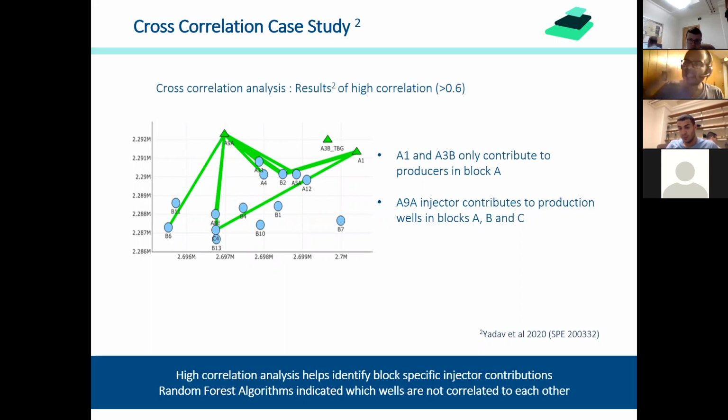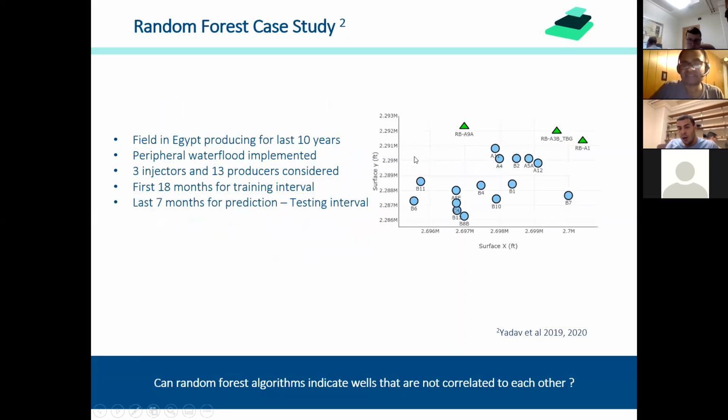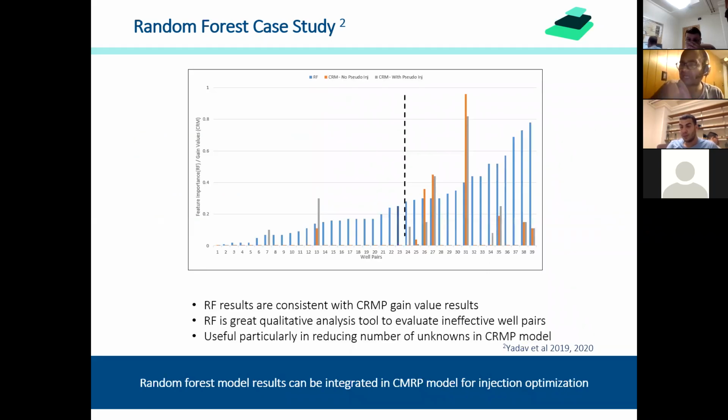And then we also showcased how application of random forest models indicated how specific wells were not correlated to each other. That's the other thing that came out. Within the random forest model, as I mentioned, we took the same data, and through that we could identify this. We ran the CRM model again on that same data.